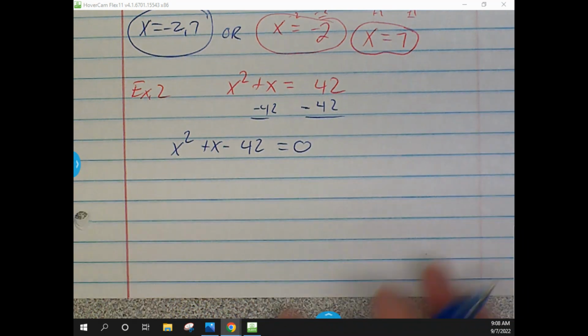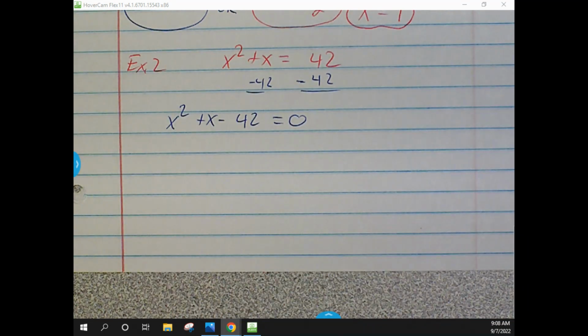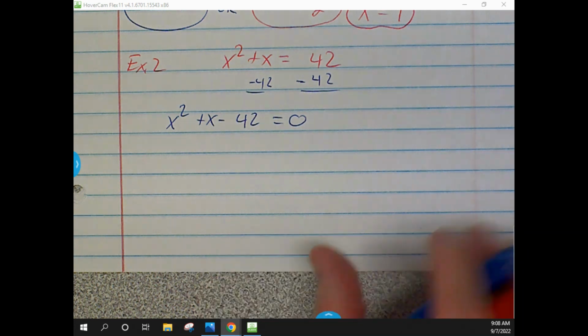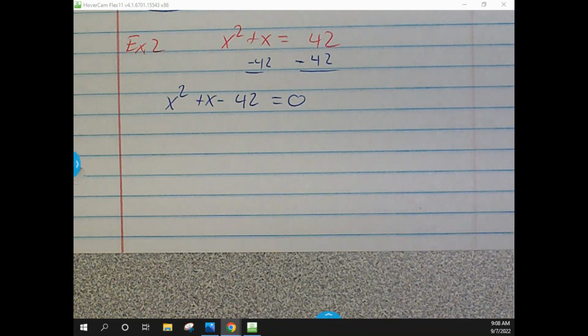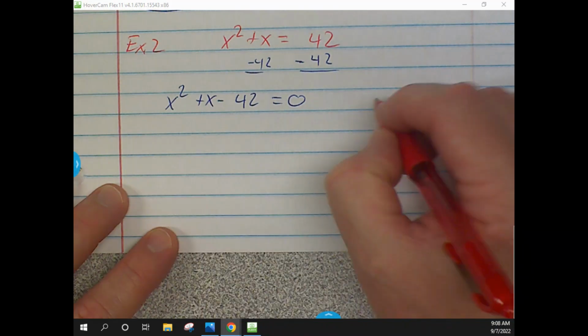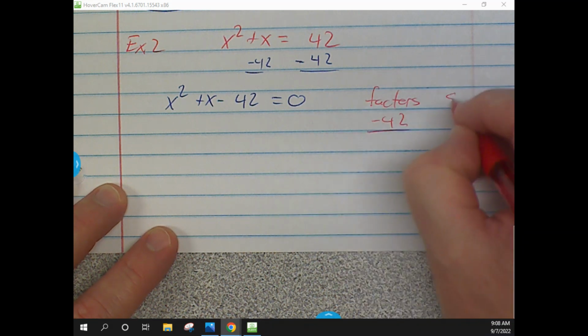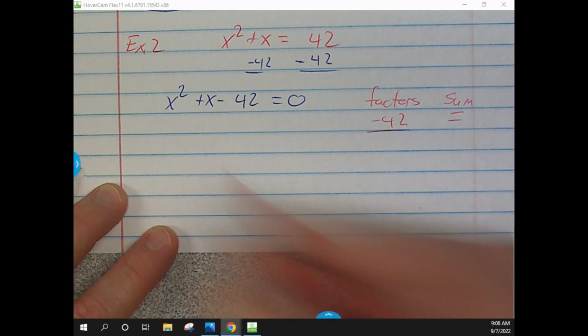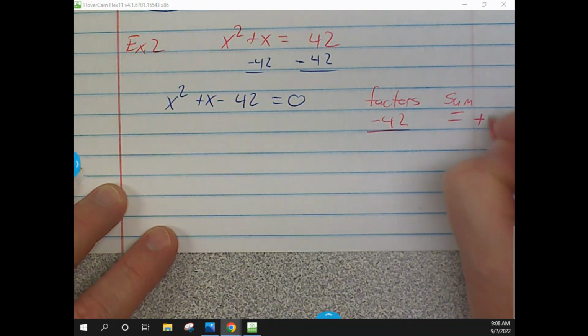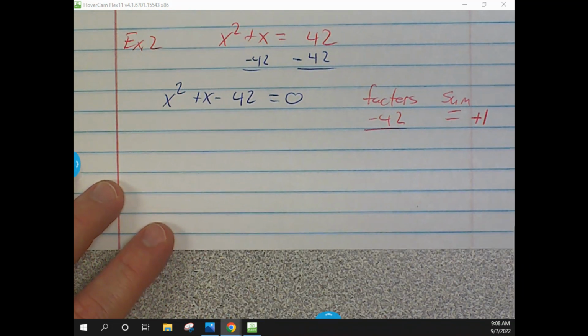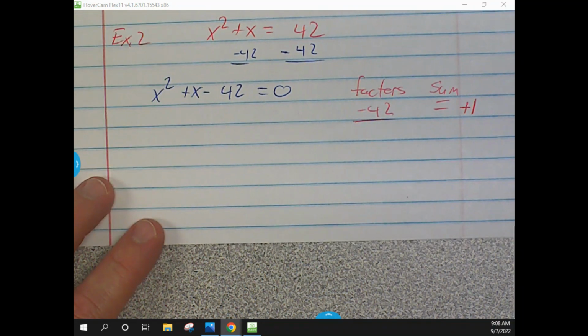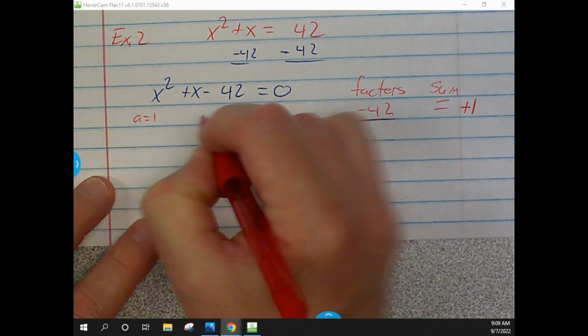Okay, so that way we're looking at x squared plus x minus 42 equals 0. And then from there, it's just your normal solving, running through everything. So we're looking for the factors of -42 where the sum is going to equal +1, because your b value, even though there's not a number there, we're just assuming that's going to be a 1. So for that one, your a value is 1, your b value is 1.